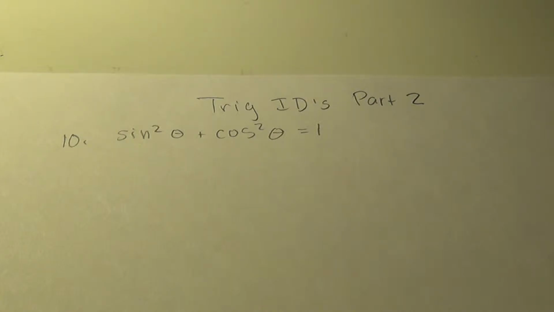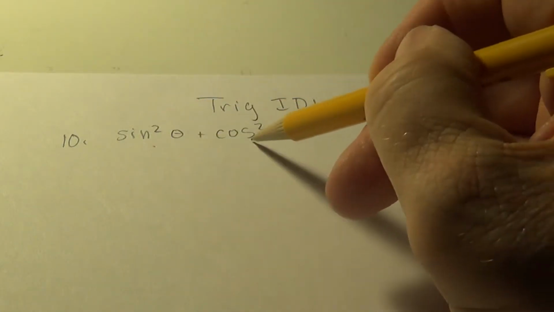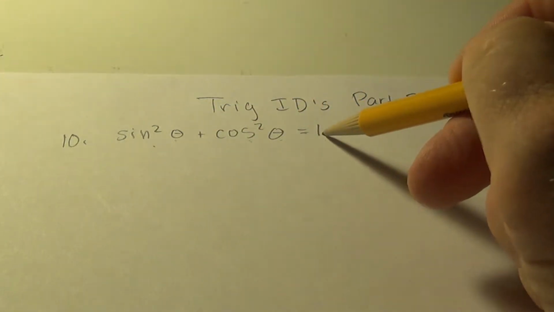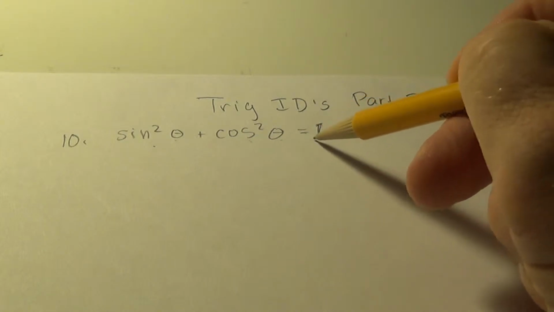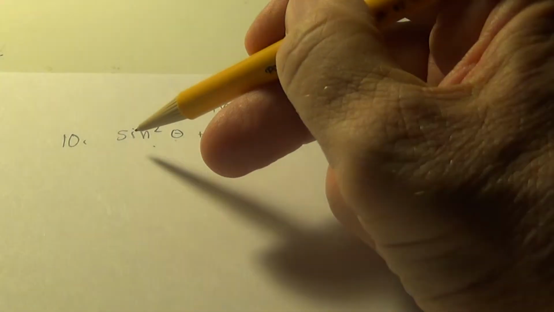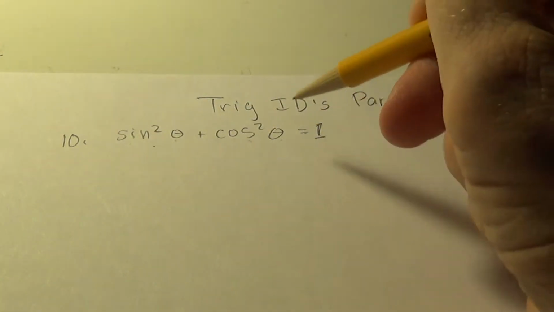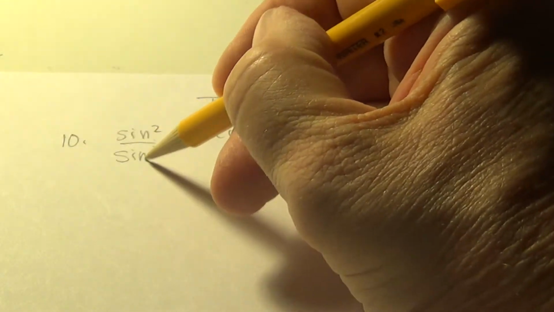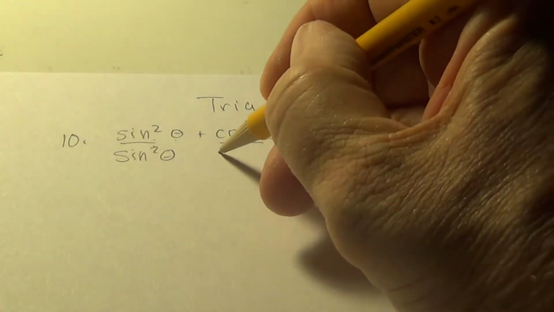Alright, number 10 is the Trig ID. I think that I just covered in the last video. We're going to actually bleed this one a little and get another Trig ID out of it. What I'm going to do is take all the terms in Trig ID number 10, sine squared plus cosine squared equals 1, which I think is just an amazing fact in itself. But anyway, I'm going to take each term in this equation and divide it by the same thing, and the thing I'm going to pick is sine squared.